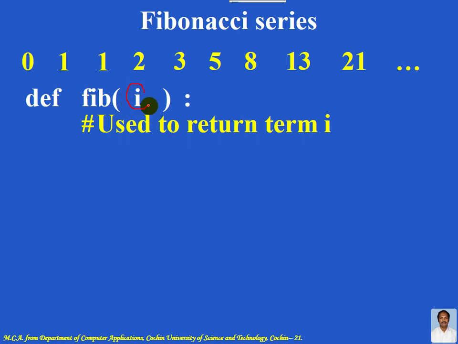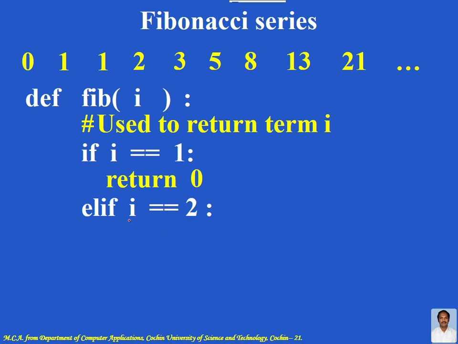Now suppose if i equal to 1, what is the first term of the Fibonacci series? 0. So the answer to be returned is return 0. If i equal to 2, what is the second term of the Fibonacci series? It is 1. So the answer to be returned is return 1.